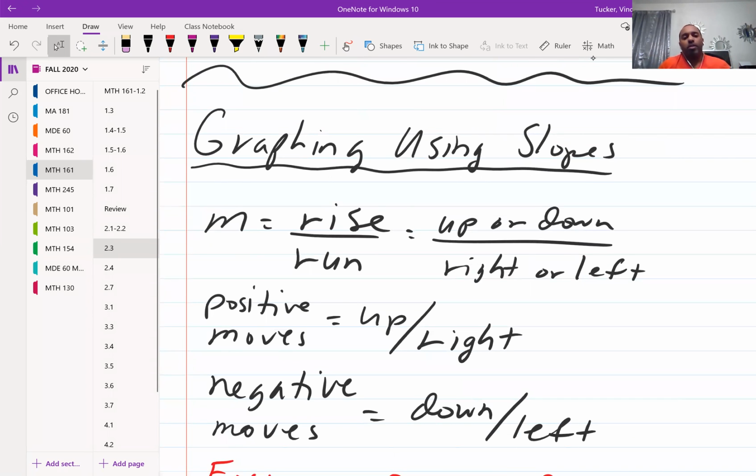All right. So let's look at graphing using the slopes. The part of the relationship from the slope that we will use to graph is rise over run, wherein your rise will represent the information that will tell us to go up or down, and the run on the denominator will tell us to go right or left. Now, what dictates whether we go right or left, up or down, is the fact that we have positive moves and negative moves. So our positive moves will be up and right, negative moves will be down and left.